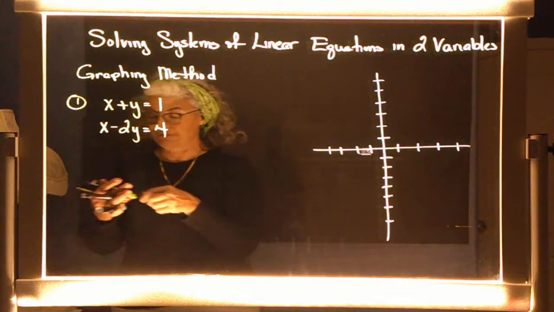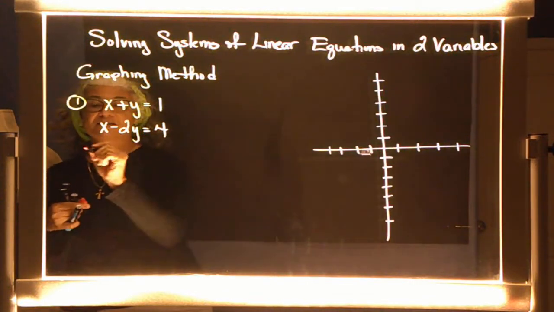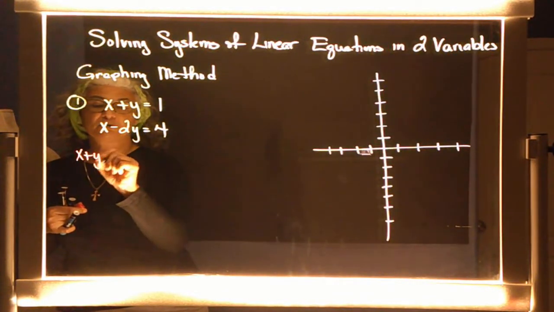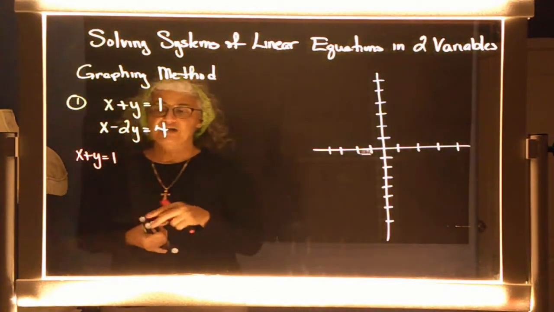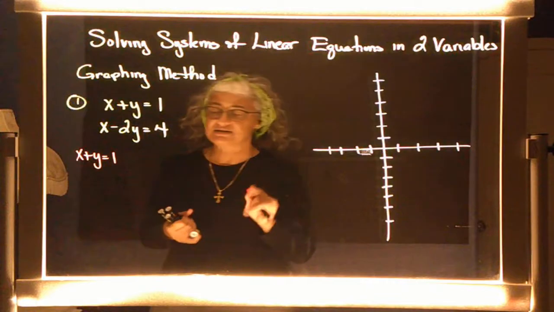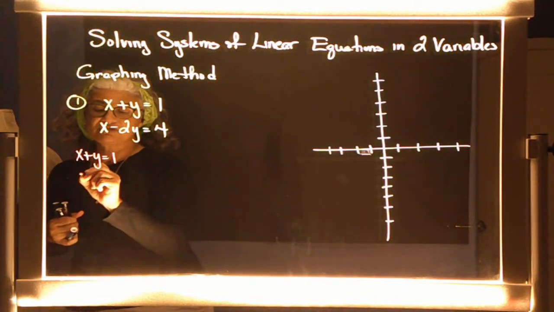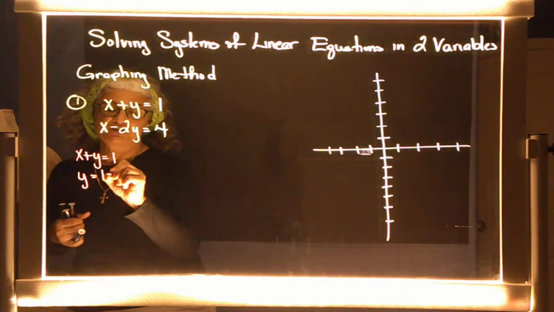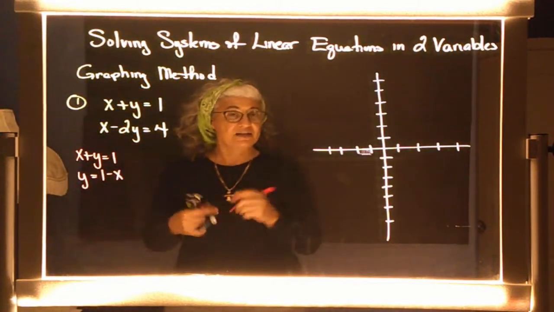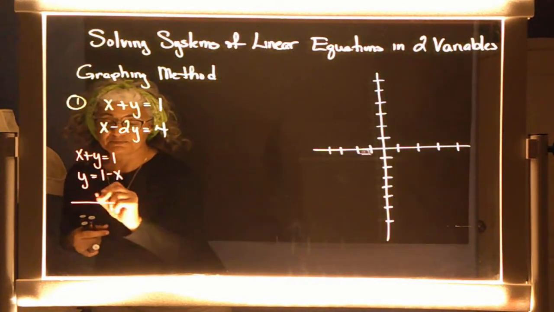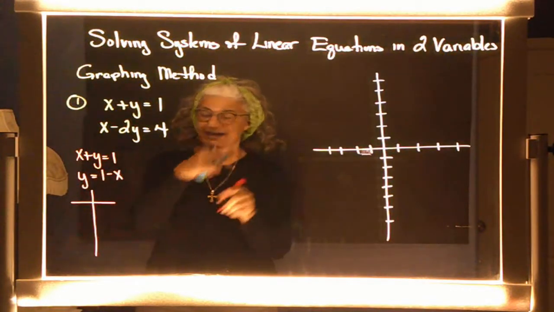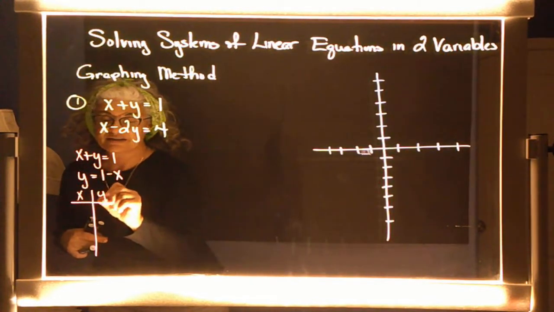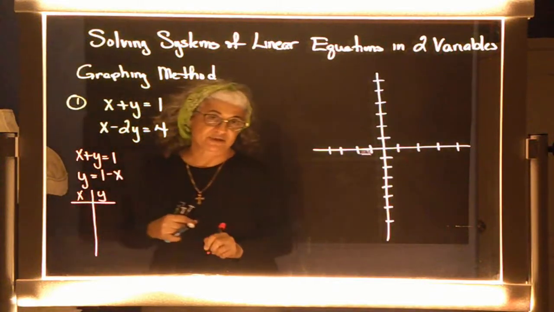I'm going to talk about the first equation, x plus y equals 1, and I'm going to get one of the variables by itself. I can get either the x or y by itself, it won't make a difference. So let's just get y by itself. So y is equal to 1 minus x, and then I'm going to create a table and plug in numbers for x, because the x has all the stuff around it.